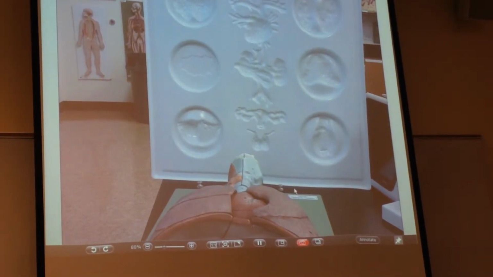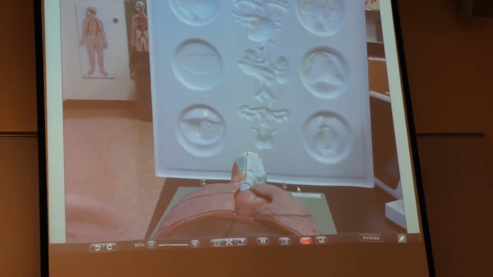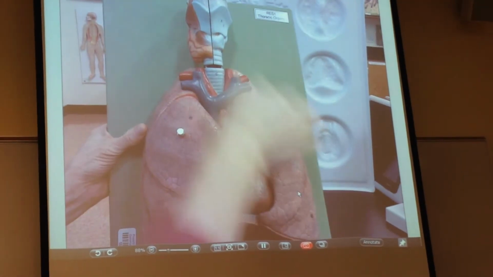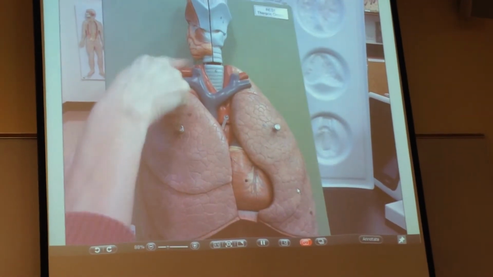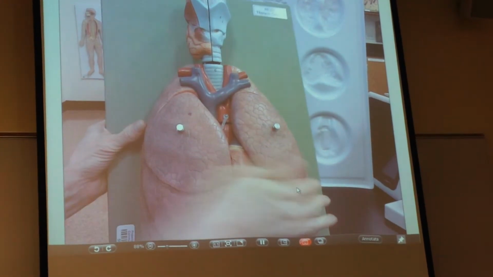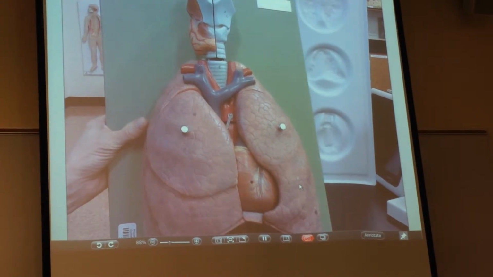And so then for 2 other terms that you do need to know on your list, this surface up here, see how it points at the top? That would be the apex, whereas this bottom flatter surface that's touching the diaphragm would be the base.